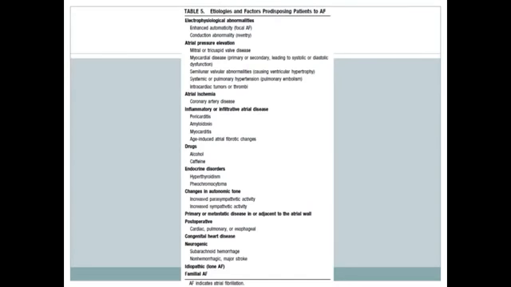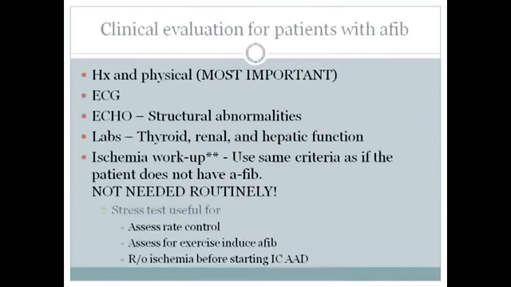So the list is long, I'm not going to go through all of them. You probably know this. This is what I want you to know. The evaluation, history and physical, trying to find out what on that table is causing the problem. EKG is important, okay, not just to document and make sure that it's atrial fibrillation and not something else, but to make sure that there are no other abnormalities that will preclude the use of medications to treat it.